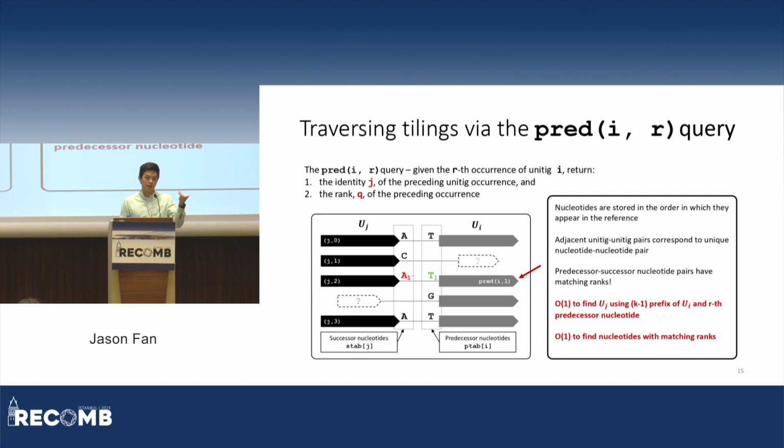predecessor with predecessor nucleotide T is UJ is a constant time operation with our hash tables, or the k-mer-to-tile query, is constant time. But also, finding these nucleotides with matching ranks is also constant time via wavelet matrices operating on the stored nucleotides. So now we have a very, very fast atomic traversal step.